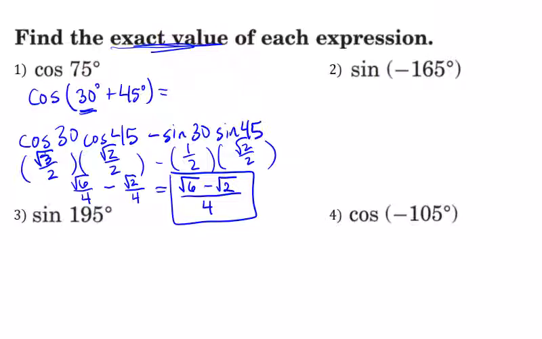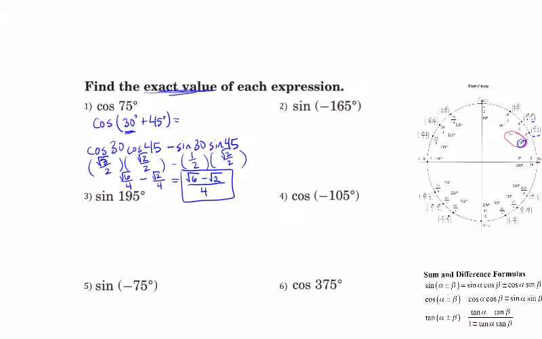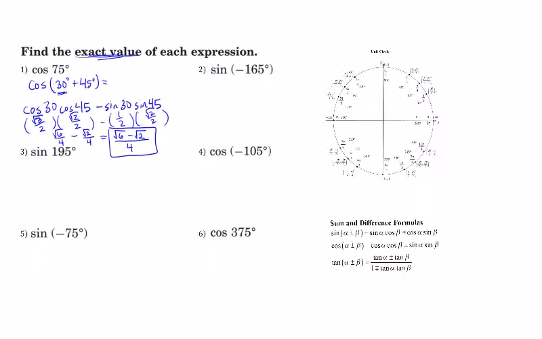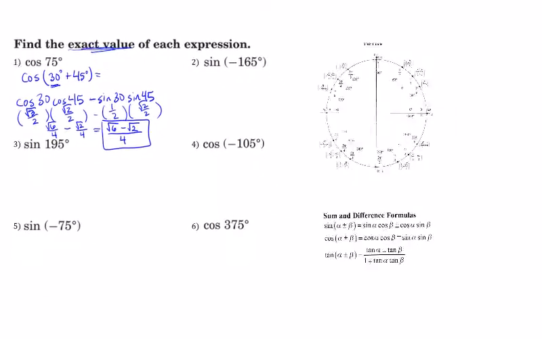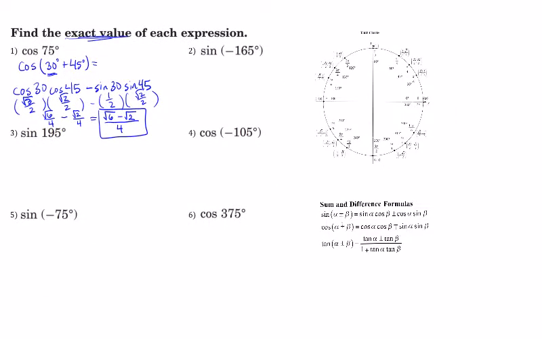All right, let's check out number 2. So number 2, I have sine of 165. Let me zoom back out here. Okay, so I have sine of negative 165. So I want to think of what are 2 angles I can add together or subtract to get negative 165. And once again, there's multiple ways to do this.